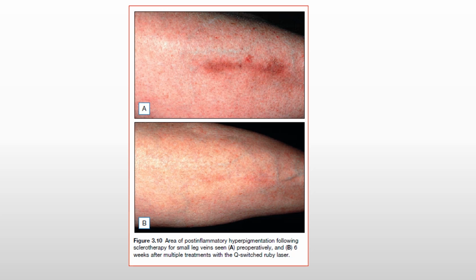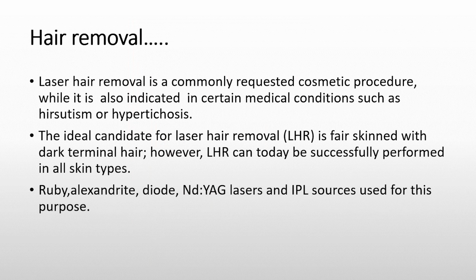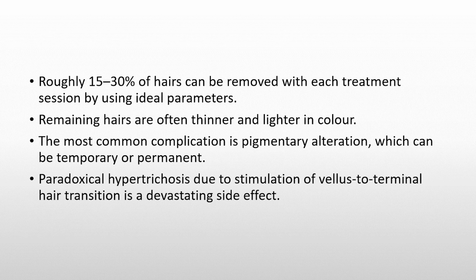Moving on to laser hair removal. Laser hair removal is commonly used in cosmetic procedures as well as medical procedures. The ideal candidate for laser hair removal is a fair skinned person with dark terminal hair. However, with advanced laser parameters, we can use it in all skin types. Ruby, alexandrite, diode, and ND-YAG lasers and IPL sources are used for this purpose. Roughly 15 to 30% of hair can be removed with each treatment session, and the remaining hair is often thinner and lighter in color.